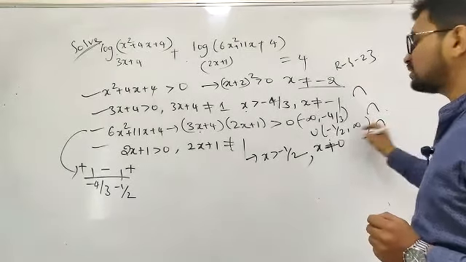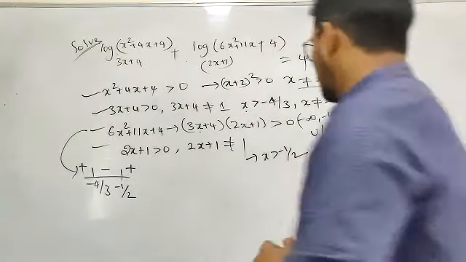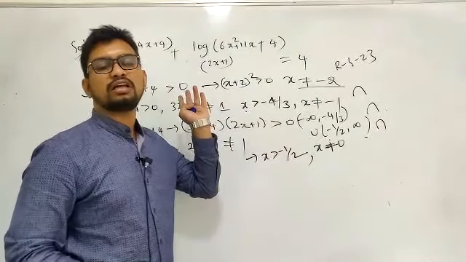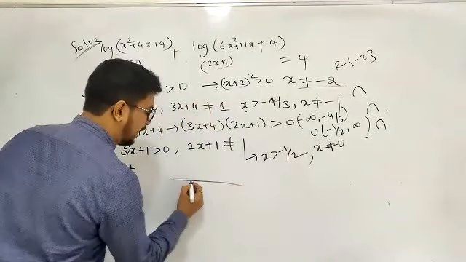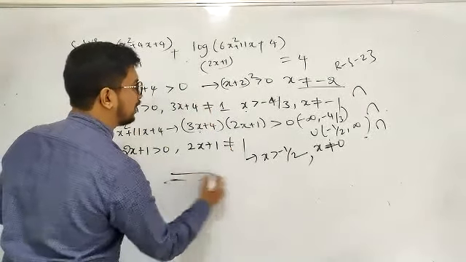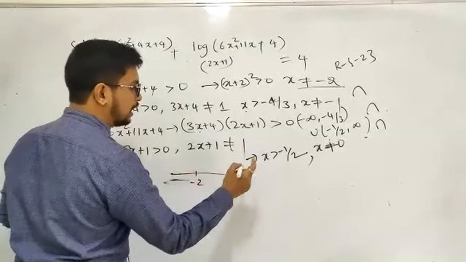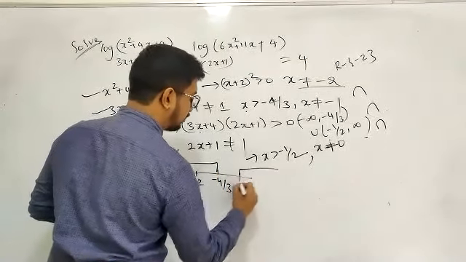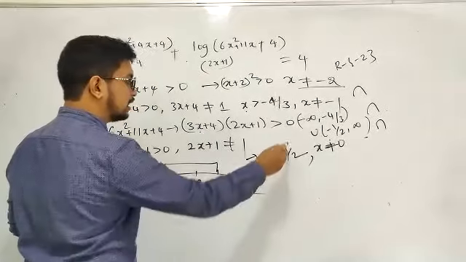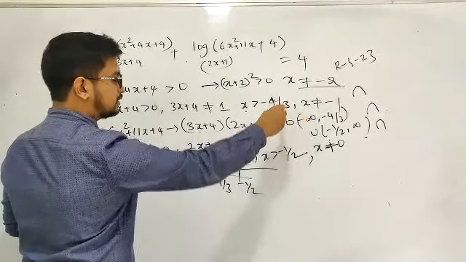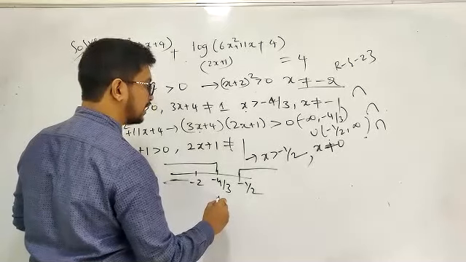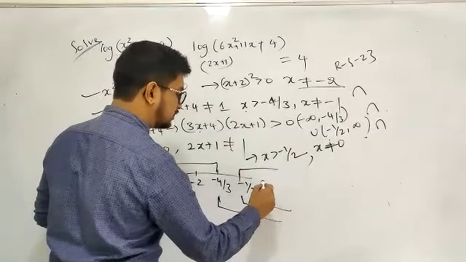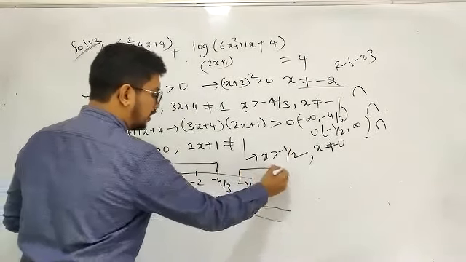The intersection will be your final domain. I'm writing the answer. You can mark it on a number line, as I've told you in domain calculations. Only minus 2 is eliminated. The other is x less than minus 4 by 3 and greater than minus 1 by 2. The third is x greater than minus 4 by 3. The fourth is x greater than minus 1 by 2 and x not equal to 0. So my common domain will be something like this.